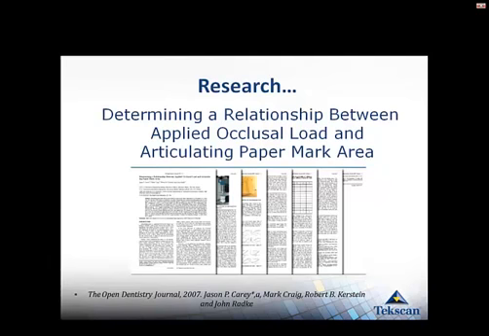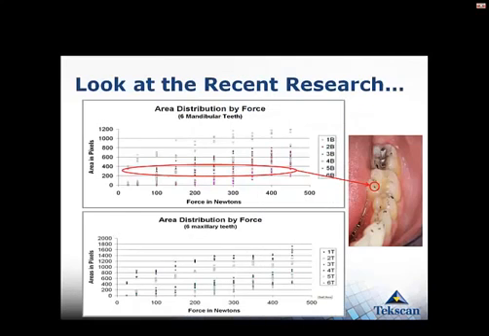It was done at the University of Alberta in Canada, and what it was is in an engineering environment, they took epoxy casts and they loaded them at multiple different loads. And then they put articulating paper in those casts, and they took pictures of the articulating paper marks. And what they did is they measured the size of the articulating paper marks in pixels. So if we look here, we have the area in pixels, 0 to 1200, and the force in newtons. So the casts were loaded at 100, 200, 300, 400, 500 newtons. And then what they found was huge variances in the data.